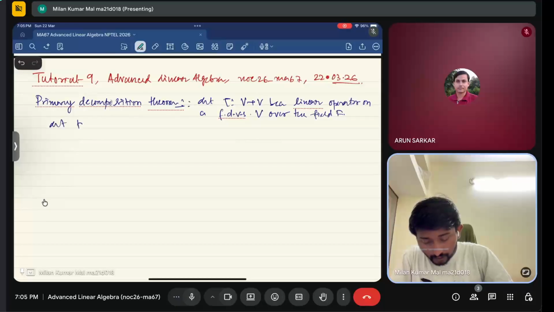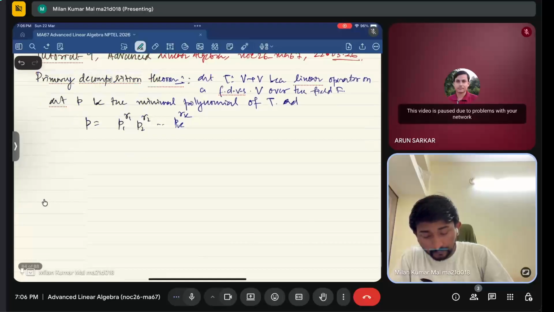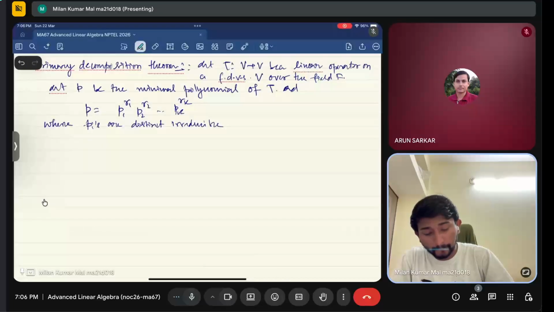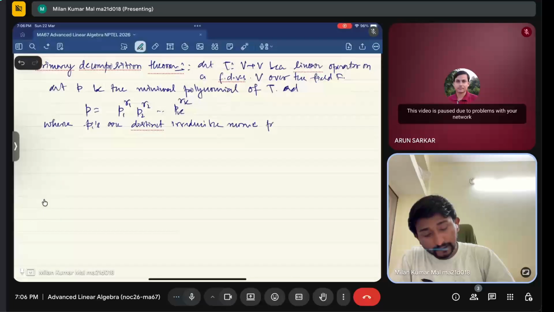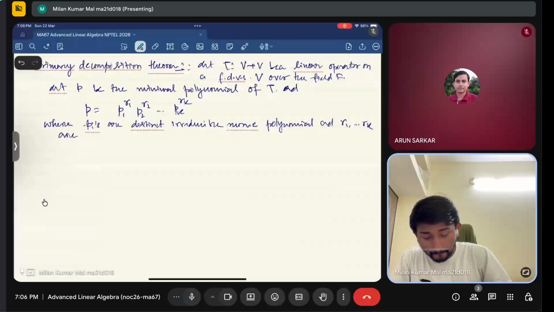Let P be the minimal polynomial of T, and P has a specific decomposition, that is P1 to the power R1, P2 to the power R2, all the way Pk to the power Rk, where these Pi's are distinct irreducible monic polynomials, and R1 all the way to Rk are positive integers, that means natural numbers.